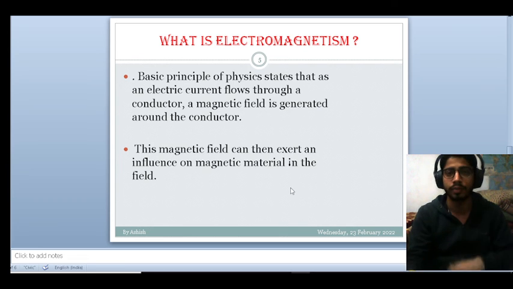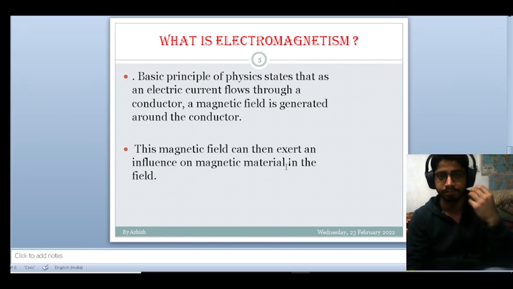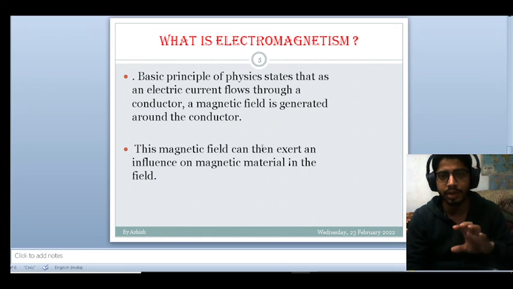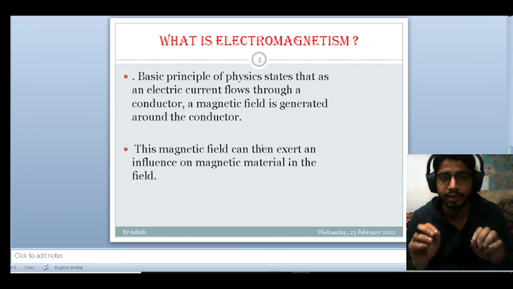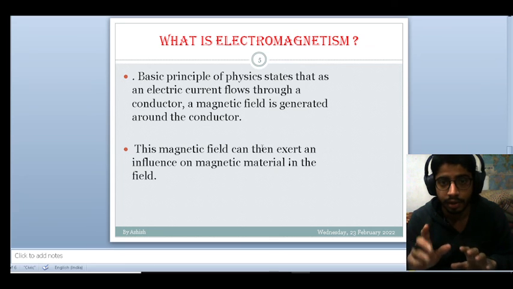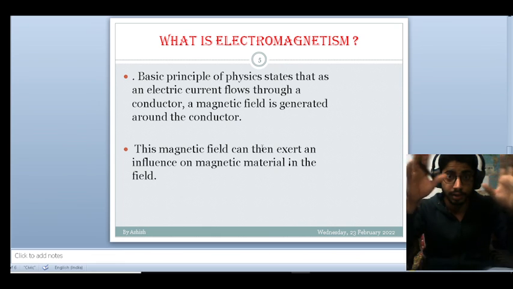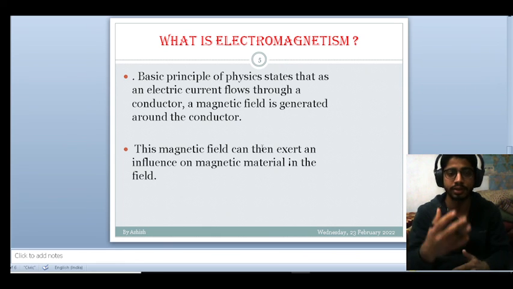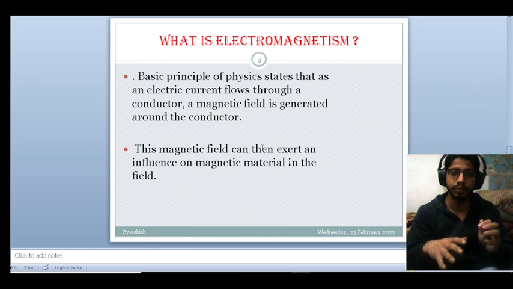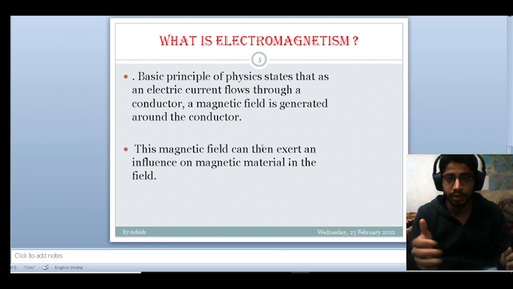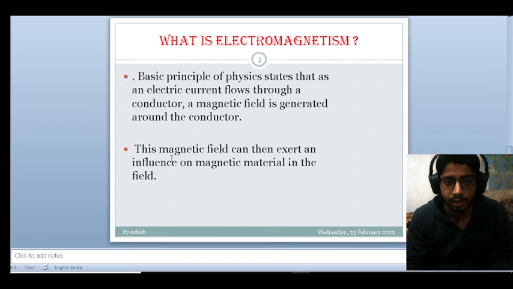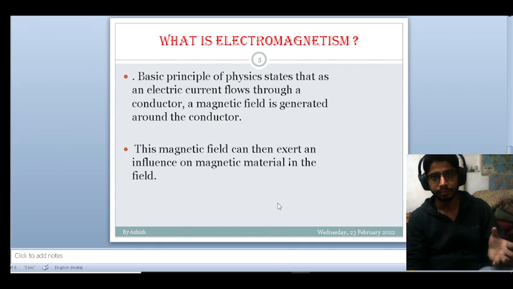So we are going to define electromagnetism. The basic principle of physics states that when an electric current flows through a conductor, a magnetic field is generated around the current. We have already seen in the previous slides, and we have found the direction of the magnetic field, and this magnetic field can then exert an influence on magnetic materials in the field, as we have seen.